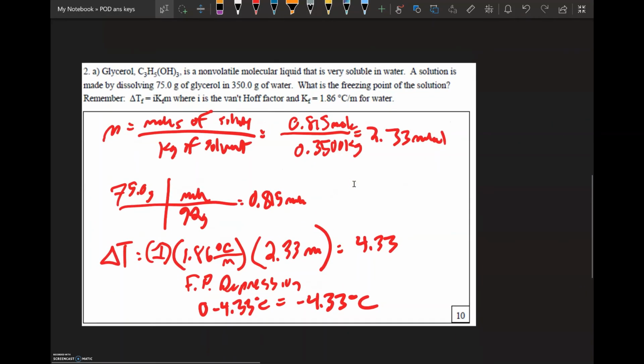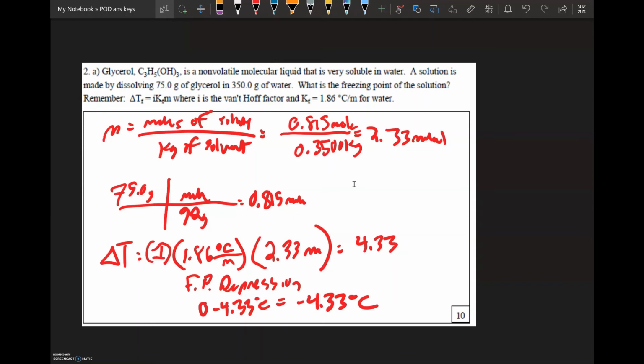Now problem 2 is involving glycerol, and again this is a colligative property problem because we're dealing with freezing point depression, and if you read the question you'll see what I'm talking about. So it says glycerol is a non-volatile molecular liquid that is very soluble in water. A solution is made by dissolving 75.0 grams of glycerol in 350.0 grams of water. What is the freezing point of this solution? So they also give you the information of delta T is equal to i Kf m, where i is your Van't Hoff factor, Kf is the freezing point constant, and m is your molality.